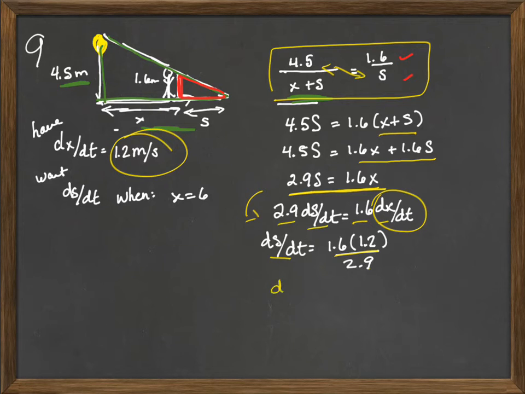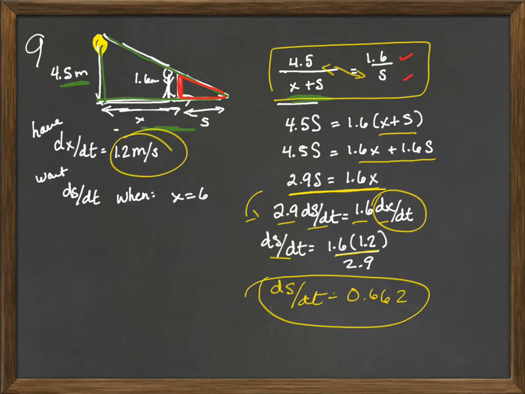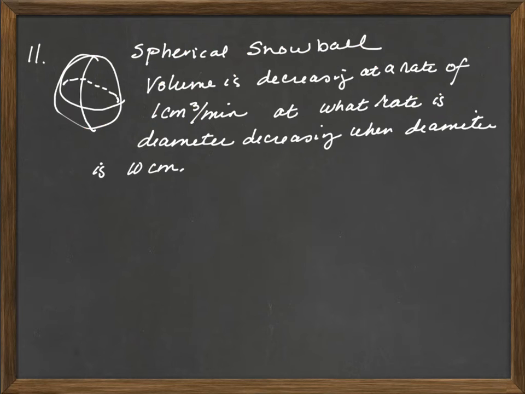And I get ds/dt is equal to 0.662, everything's in decimals, and that's what the answer was on your sheet. So that was number 9. We'll move on to number 10. Okay, number 11, not number 10.